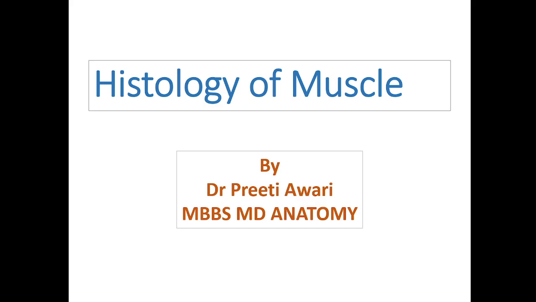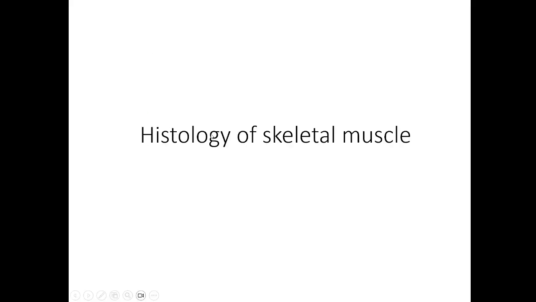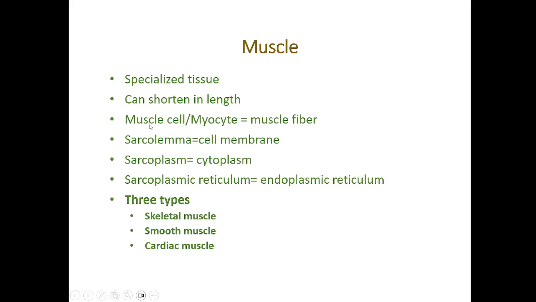So today we are starting with the third lecture in microscopic anatomy, that is microscopic structure of muscle. Now what is muscle? Muscle is a specialized tissue. Now what is the property of muscle? It can shorten in length, it can contract.